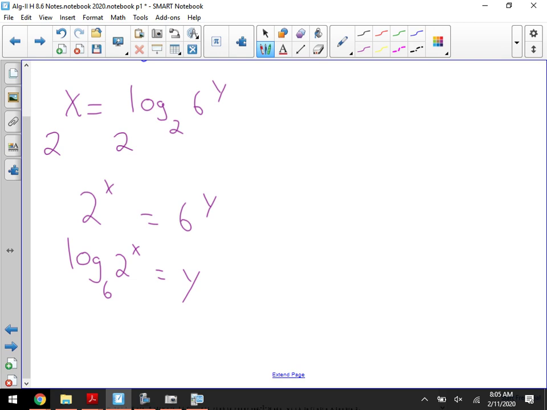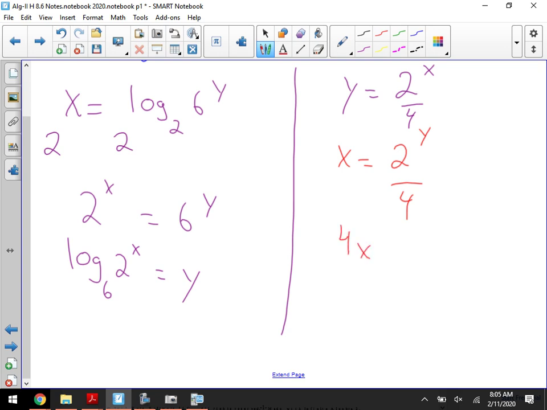22, very similar. Starting with y is 2 to the x over 4. So x is 2 to the y over 4. So we have to work backwards. Multiply both sides by 4. And now what log base do you have to do? Log base 2. So you get log base 2 of 4x is y.